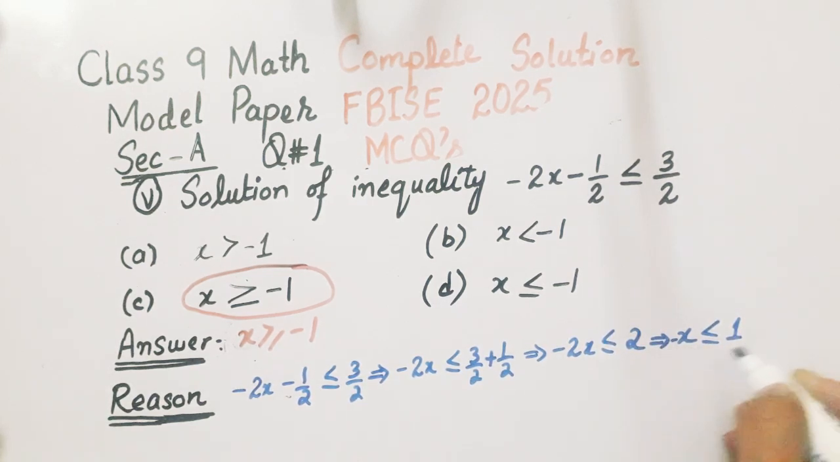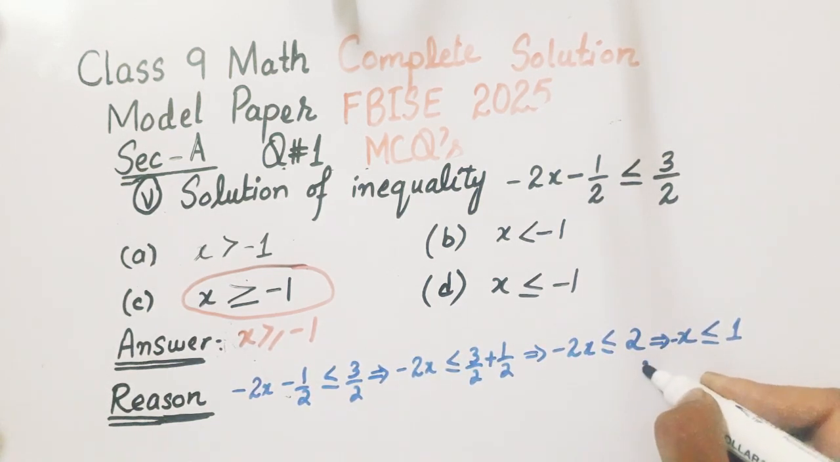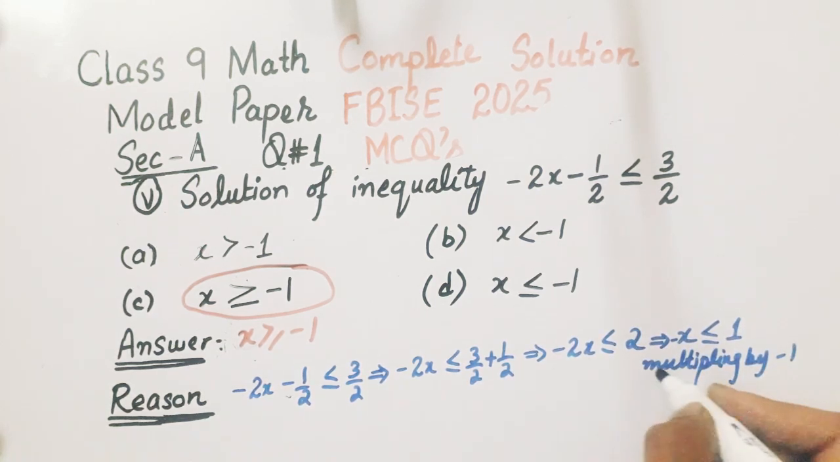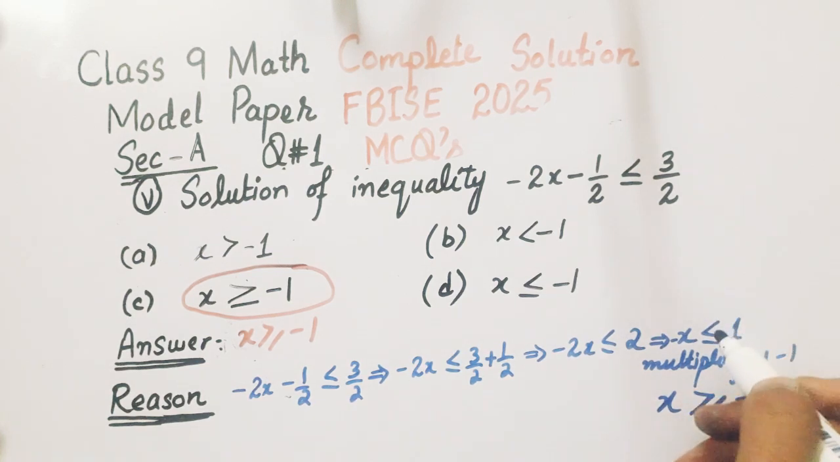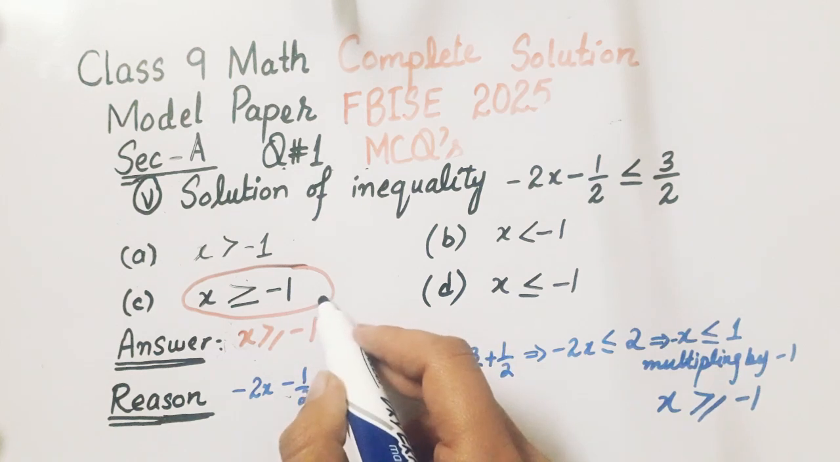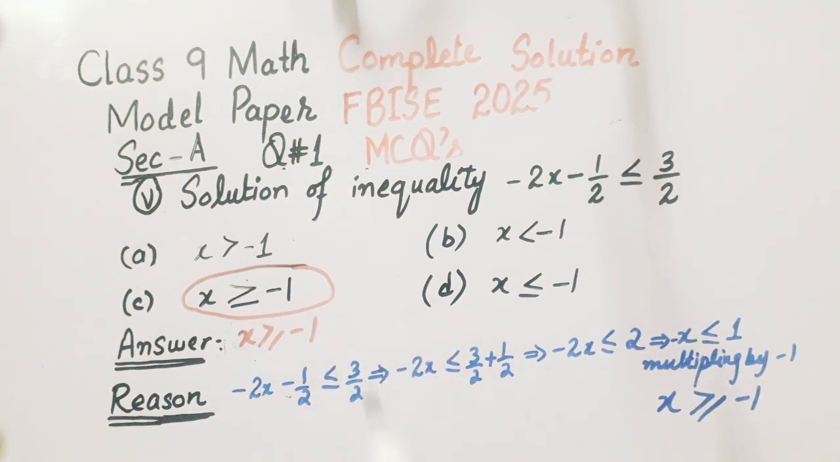So when we multiply this by minus 1, this gives us x is greater than or equal to minus 1. This is the rule of inequality. When we multiply by minus 1, the sign of inequality will be changed, so that x is greater than or equal to minus 1. This is the final answer.